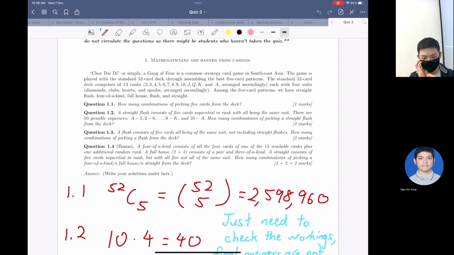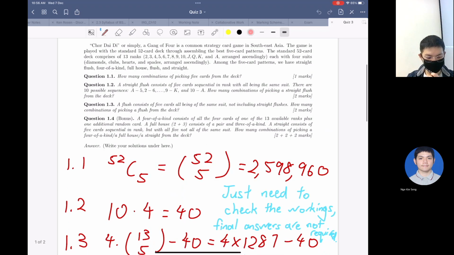So question 1.1 here: how many combinations of picking 5 cards from the deck? There's no condition on the card. 52 cards altogether, just pick 5. So this is all the possibilities you have. We don't care about arrangement, we just care about combination, so we just use choose.